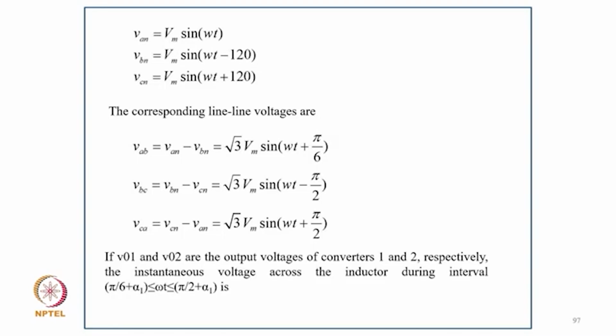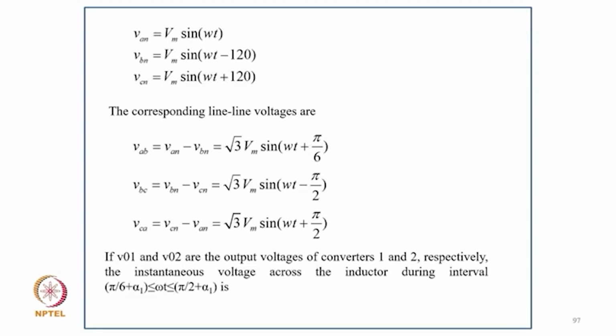And coming to the analysis of this, VAN equal to Vm sin omega t, VBN equal to Vm sin omega t minus 120, and VCN equal to Vm sin omega t plus 120. The corresponding line to line voltages are VAB equal to VAN minus VBN equal to root 3 Vm sin omega t plus pi by 6, and VBC equal to VBN minus VCN equal to root 3 Vm sin omega t minus pi by 2, and VCA equal to VCN minus VAN equal to root 3 Vm sin omega t plus pi by 6.